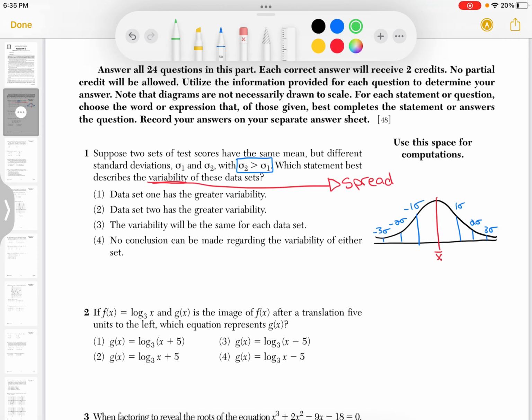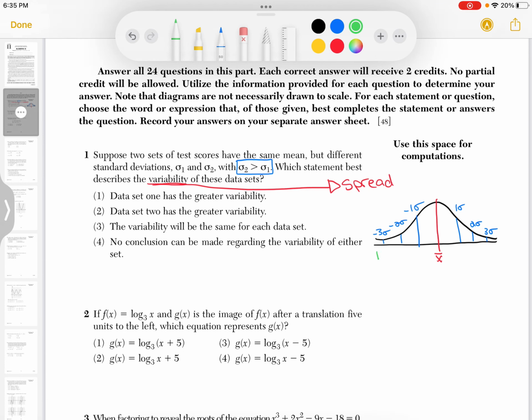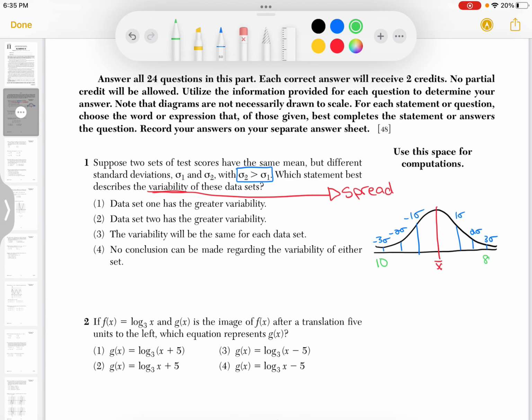Standard deviations also are a way of representing the spread because it's how far out your data would have to go. Let's say I have a minimum of like 10 and a maximum of 80. You would have to figure out what each one would have to go up by to be spread out that far. So standard deviation helps measure out the spread, and the variability of a data set is also representing the measurement of the spread. So the overall idea here, what I have boxed in blue, is that the standard deviation of the second set of scores is bigger than the standard deviation of the first set of scores.